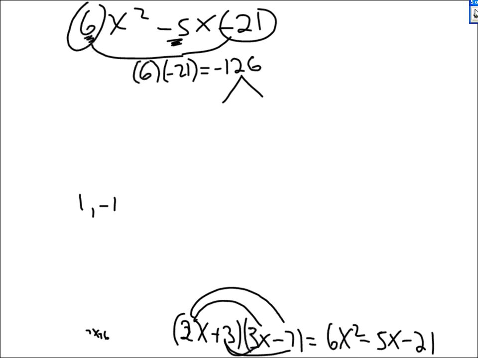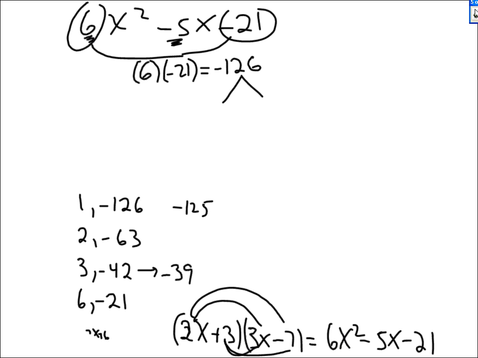Well, 1 and negative 126, they multiply out to negative 126, but they only add up to negative 125. 2 and negative 63, 3 and negative 42. These add up to negative 39. So we're getting closer to negative 5. 4 is not going there. 6 does. 6 goes in there negative 21 times. The sum is negative 15. We're definitely moving in the right direction.